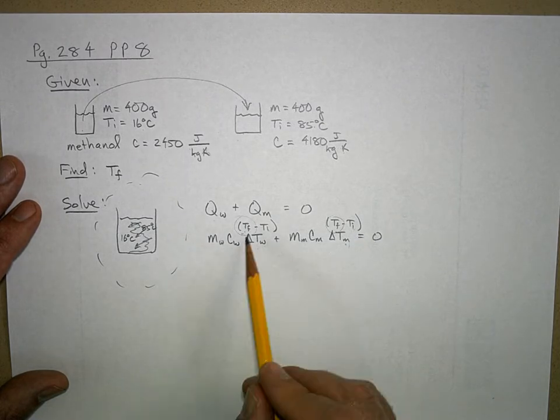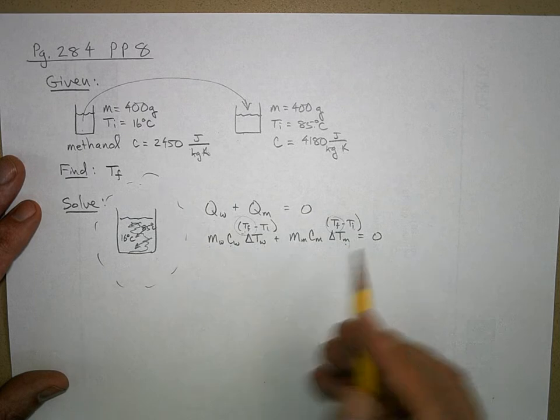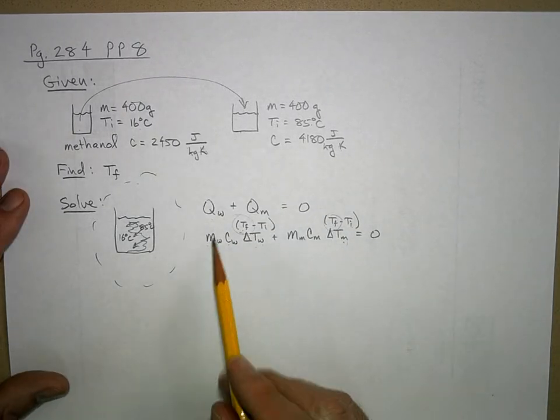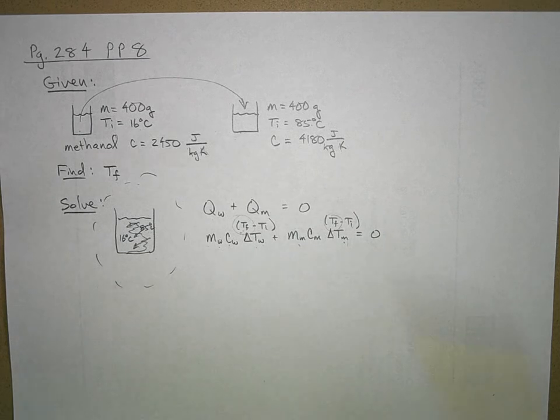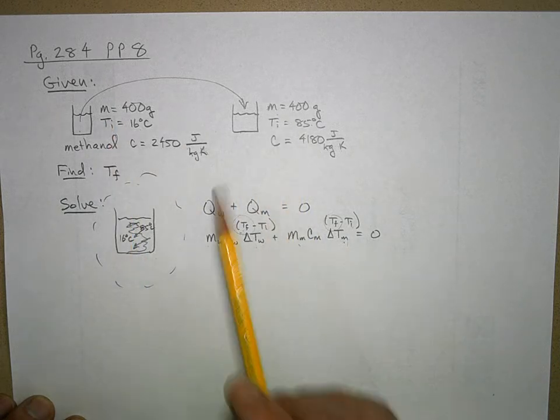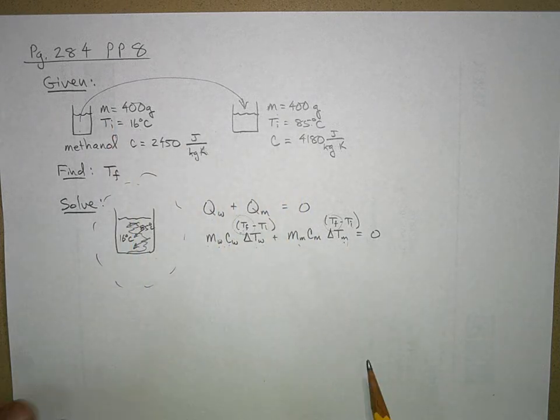So I'm going to have to distribute MC in here. Well, first of all, I can do a trick here. I could, if I wanted to, right now, cancel out the mass. And why is that? I can cancel out the mass because the mass of the water and the mass of the methanol are the same. But for right now, let's keep this general.